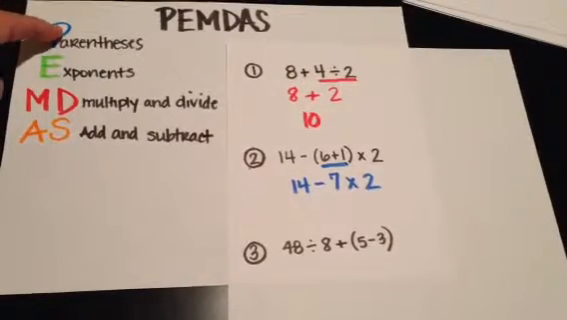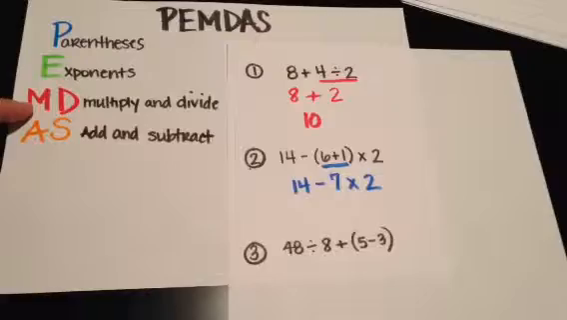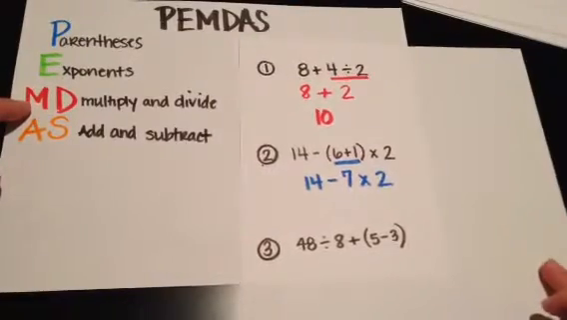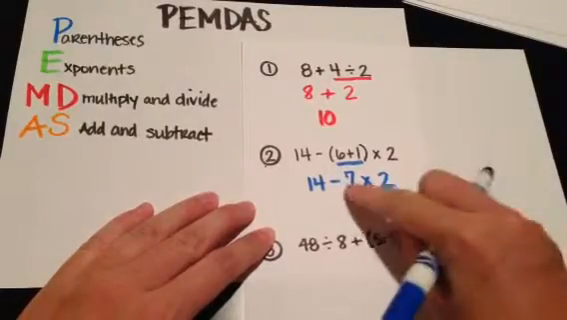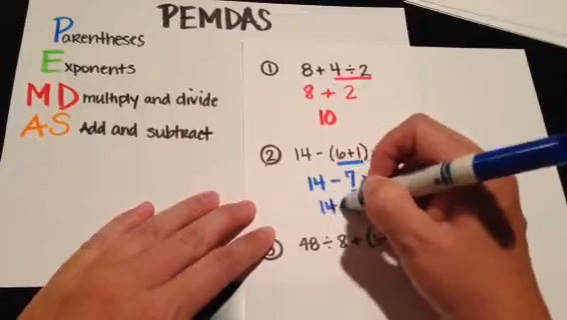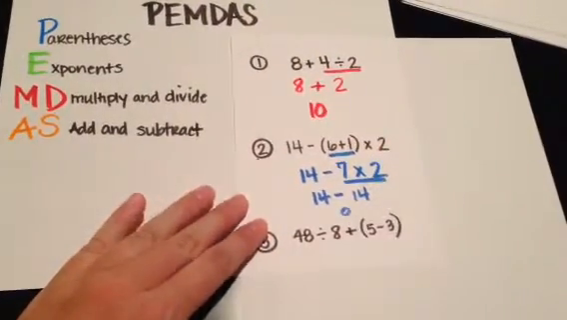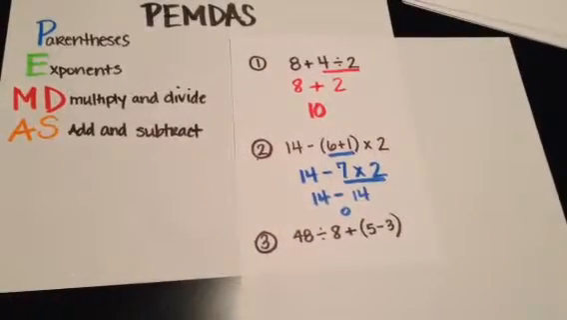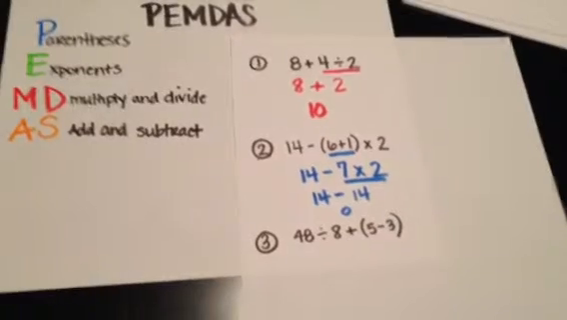There aren't any more parentheses in our problem, so I'm going to go to step 2 and look for any exponents. We do not have any exponents, so we can go ahead and look at step 3, which is multiplication and division. And there is a multiplication problem here. So 7 times 2 is 14, and we're going to copy down the rest of the problem. 14 minus 14 is 0. So 14 minus (6 plus 1) times 2 is equal to 0.